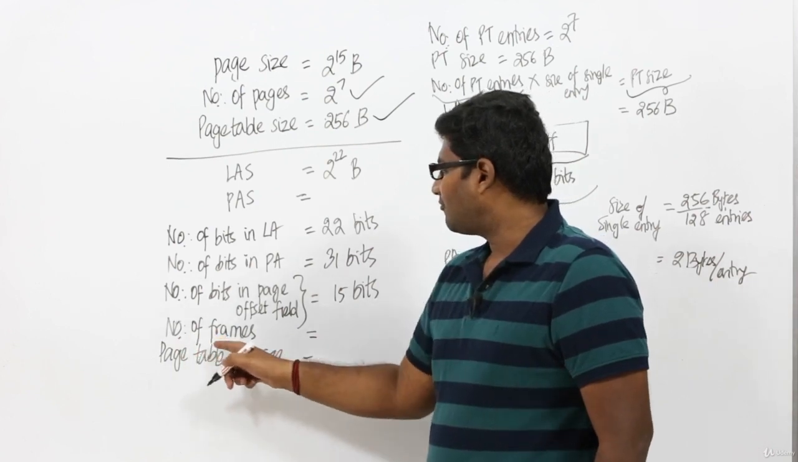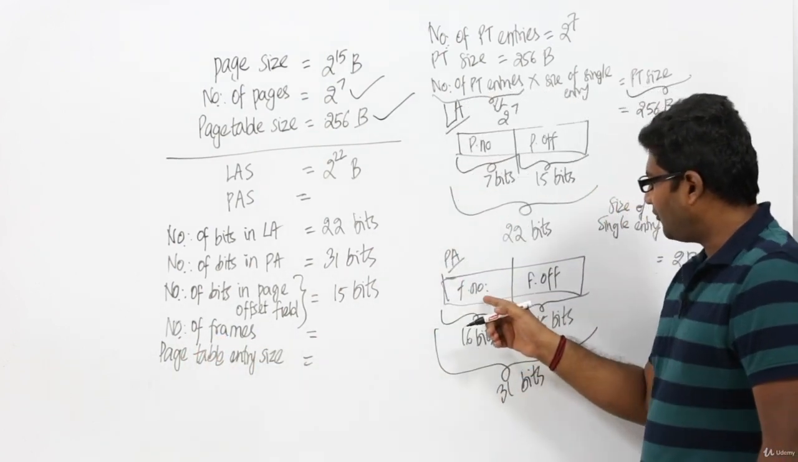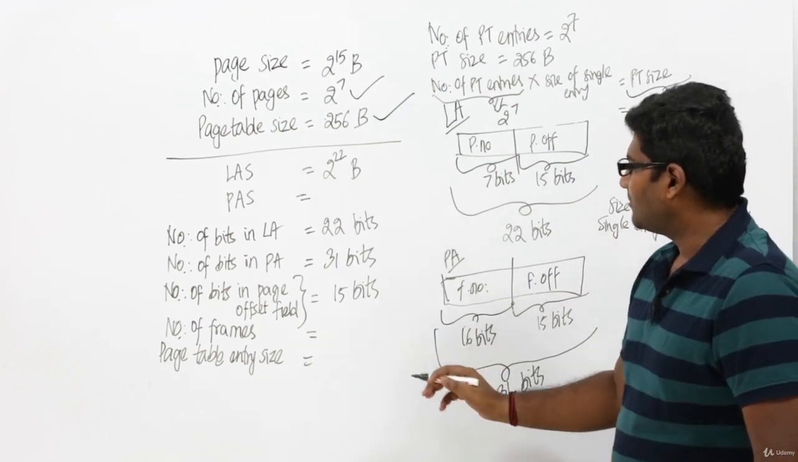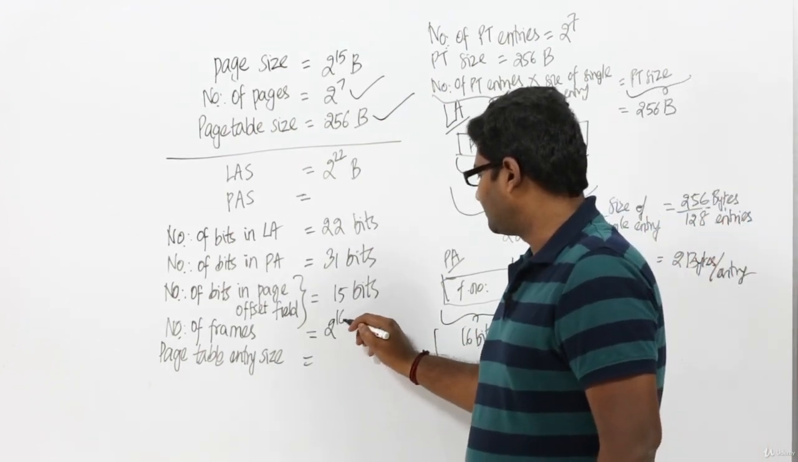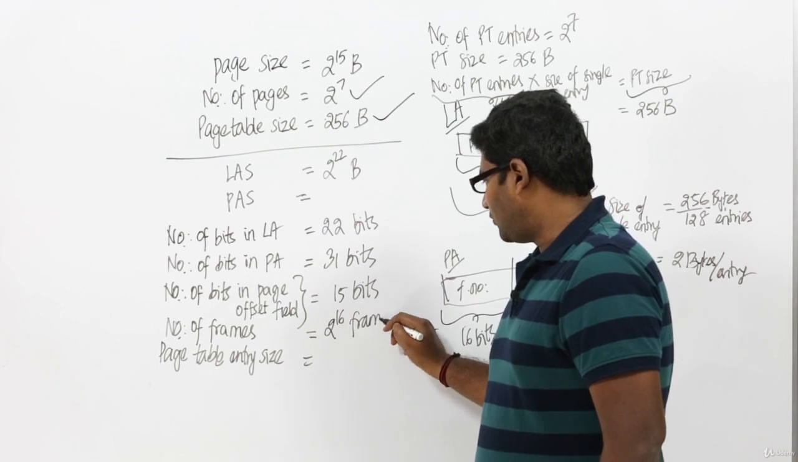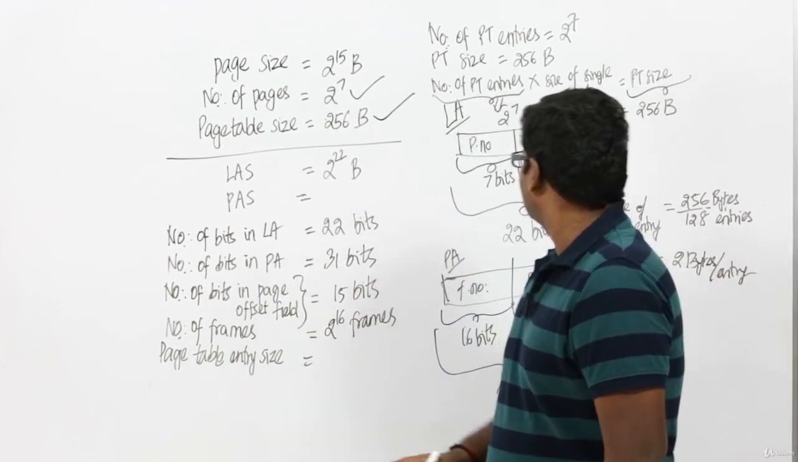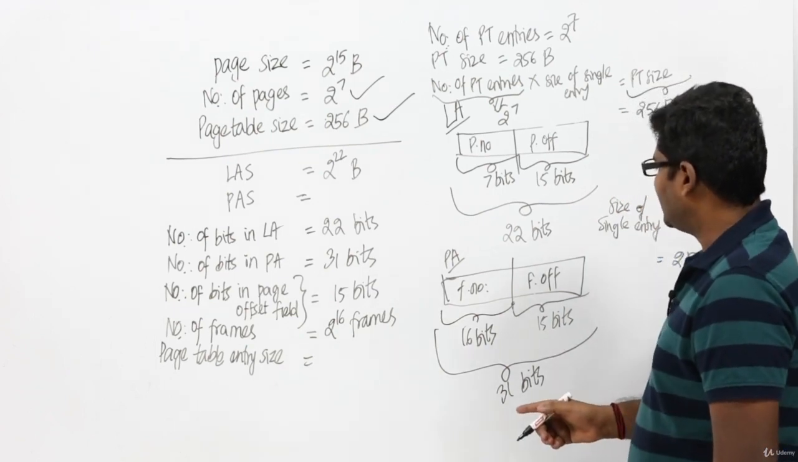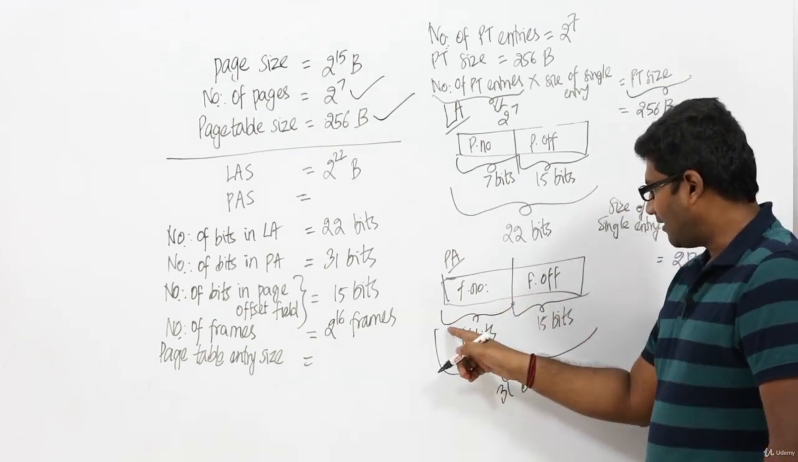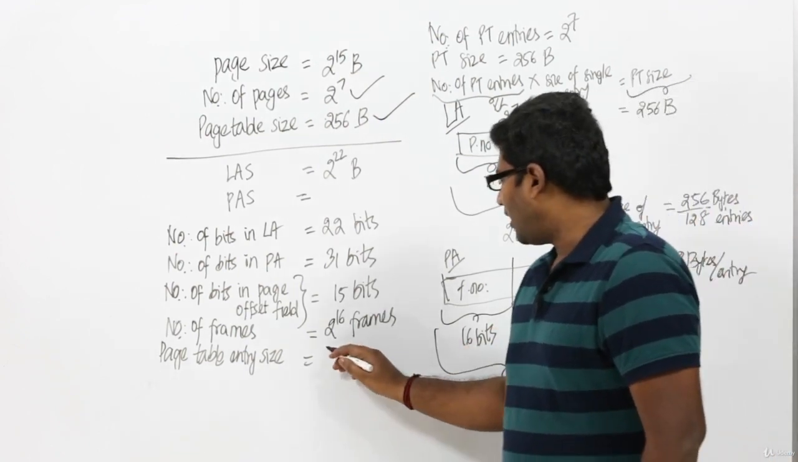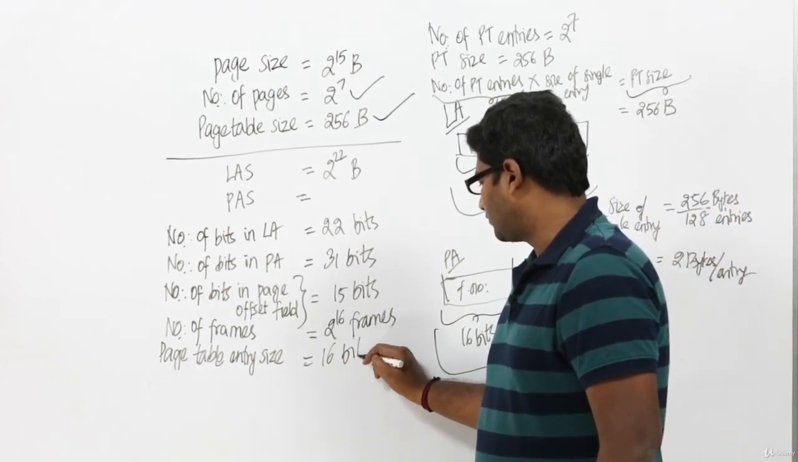Now what is the number of frames? That really depends on the frame number field. Since the frame number field has 16 bits, the number of frames is nothing but 2 power 16. We will have 2 power 16 frames. Now they have asked the page table entry size. We have already calculated, right? What is the size of a single page table entry? That depends on the frame number field, and the frame number field is 16 bits. So the answer for this is 16 bits.